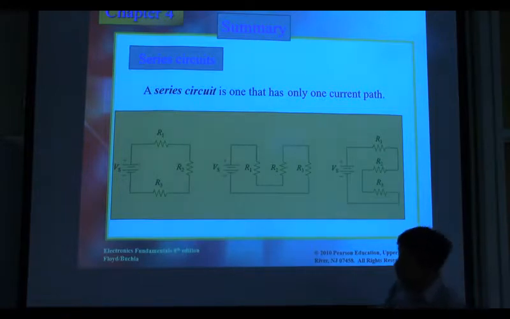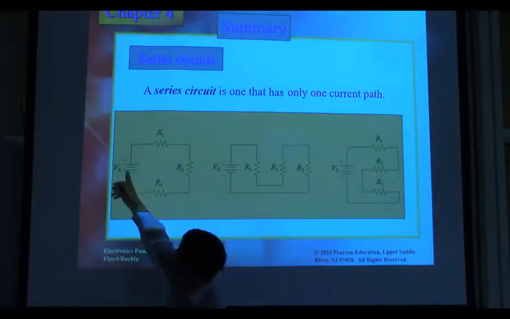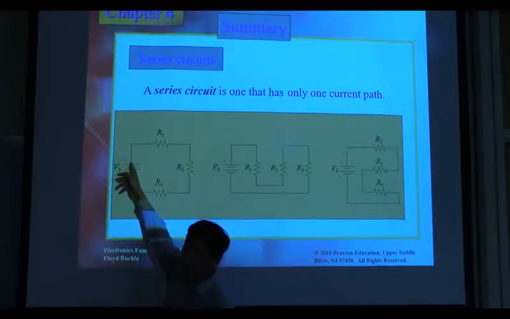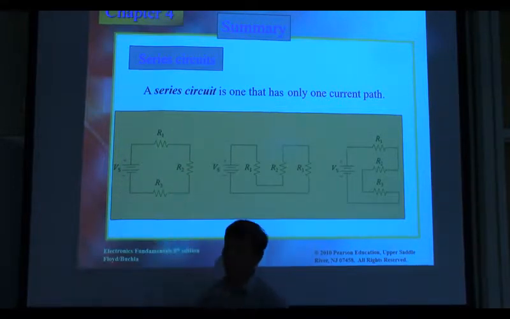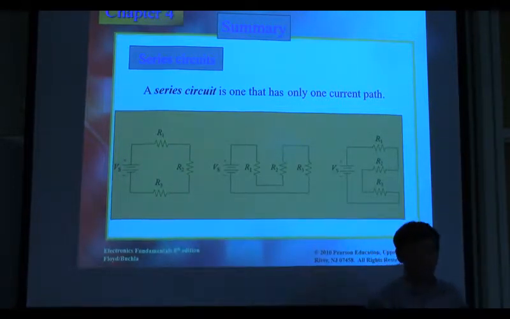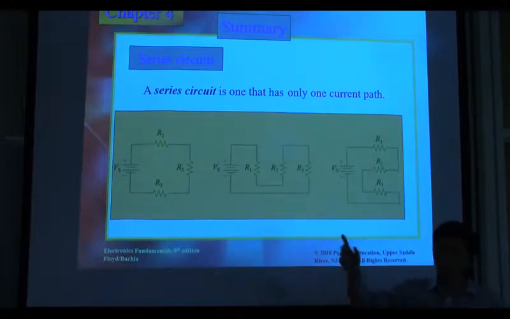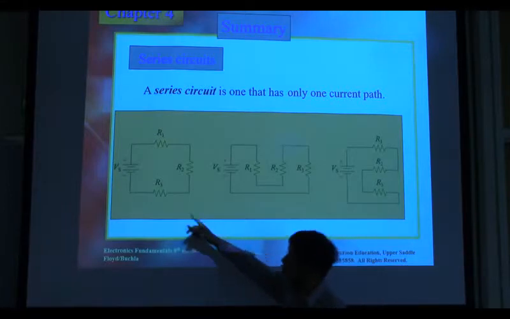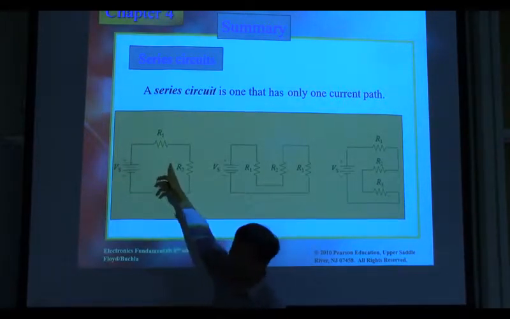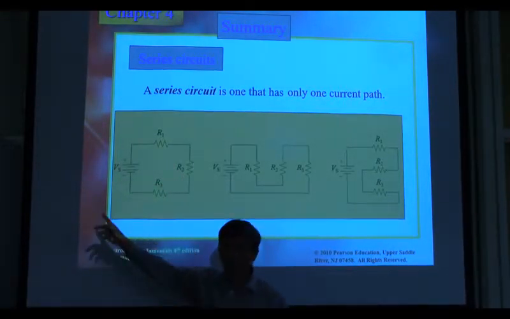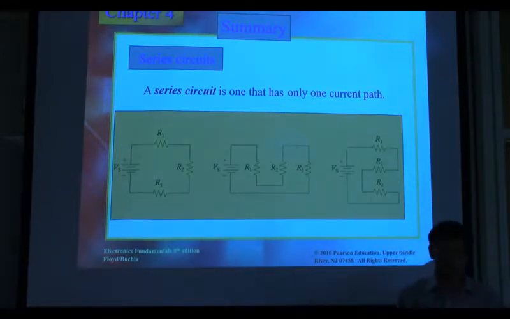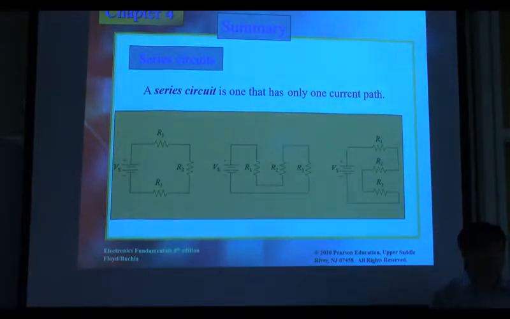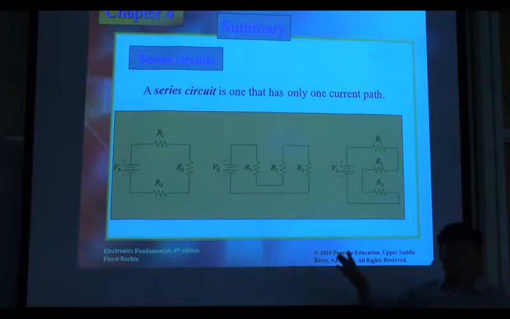The current, suppose, comes out from the positive, then flows all the way back to the negative. So this gives us a closed loop. The question is, how many loops do we have here? There's only one, right? The current goes from here, then passes R1, R2, R3, then goes back to the negative terminal. So that's only one. This is called a series circuit. Everything here, the source and the load, are connected in series.